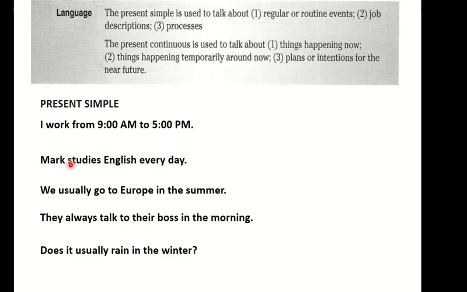Every day. Look, this action here repeats regularly. We usually go to Europe in the summer. This verb here repeats usually. So it's a kind of regular event or a routine. They always talk to their boss in the morning. This verb repeats always.